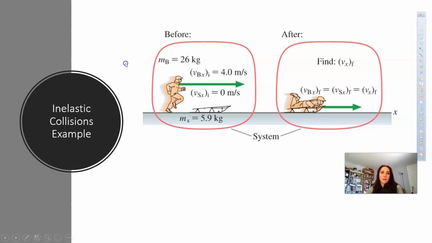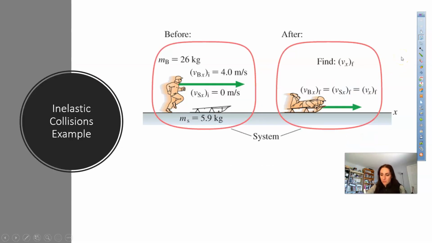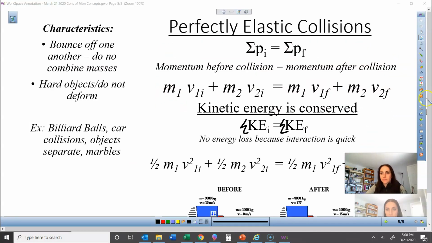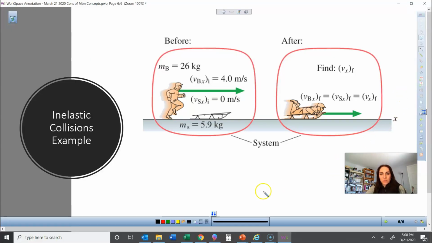So this was the inelastic example. I like this one mostly because it's more visual. Oops, let's go back here. Oops, oh boy. Come on now. There we go. Sometimes you just force it.